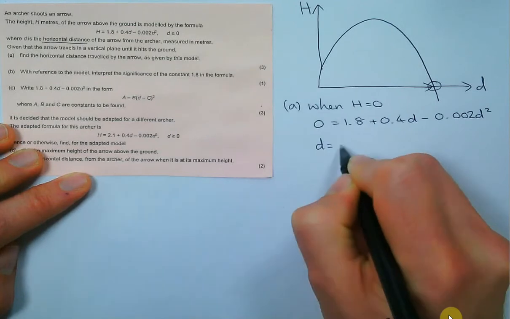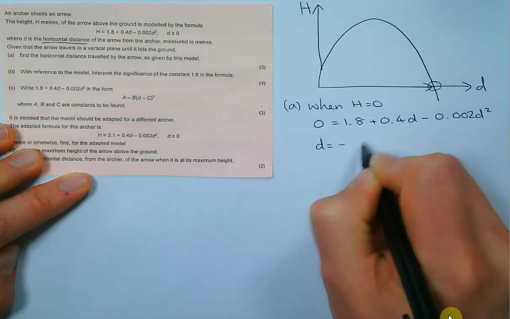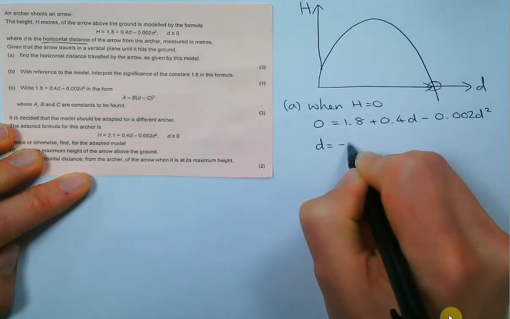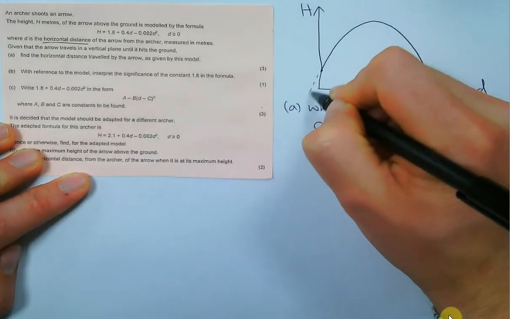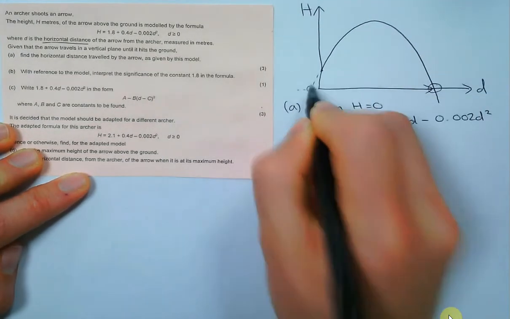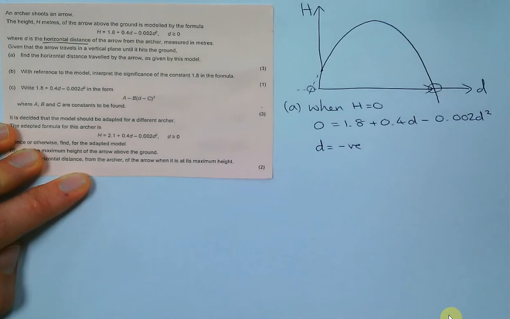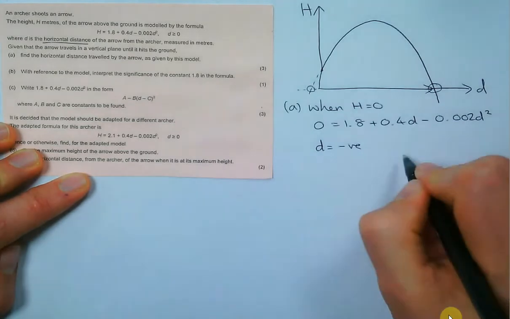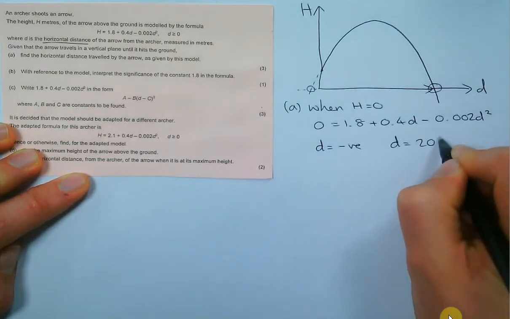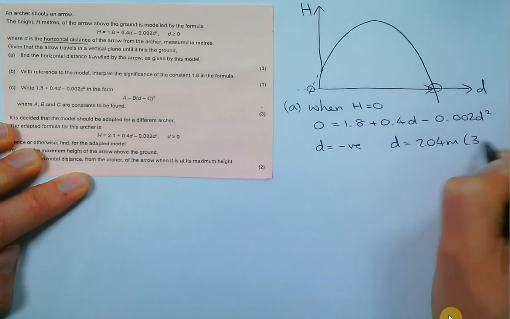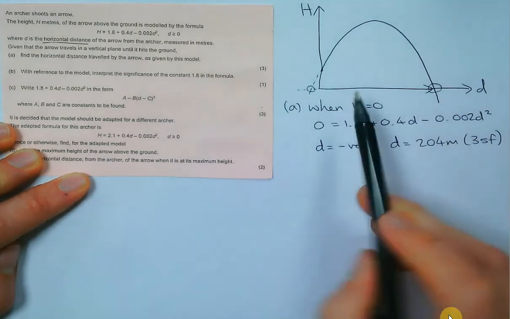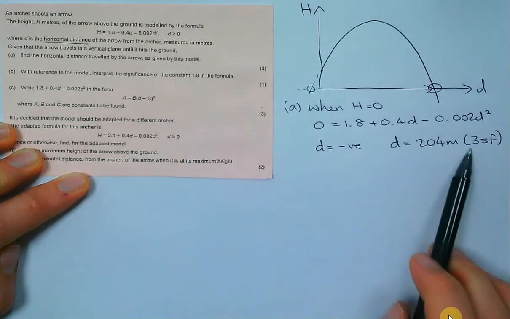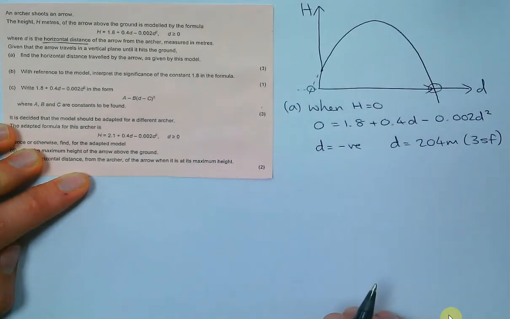D to be a negative. I don't actually know what that result is, but it's a negative result, and it happens because it's given you this result here, which obviously is impossible in this real life context. And you also get 204 meters, and that's to 3 sig figs. So this archer is firing an arrow 204 meters.